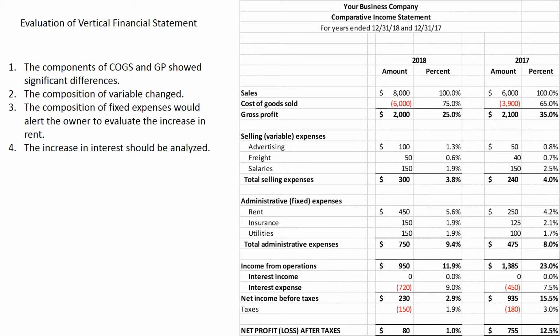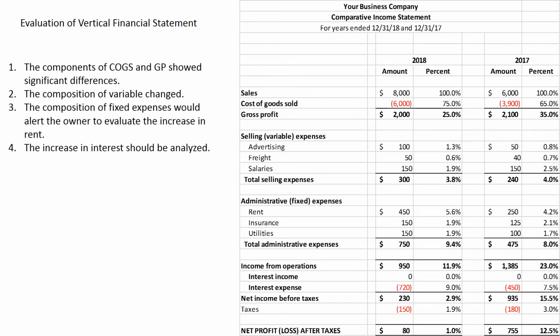Evaluation of vertical financial statement. From the vertical analysis of your business's income statements, you can see the following. Number 1, the components of cost of goods sold and gross profit show significant differences. Cost of goods sold increased from 65% of sales to 75% of sales. This should alert the owner to investigate. Did the cost of the item really increase and the selling price stay the same? Is there a possibility of theft that may have caused the variance?